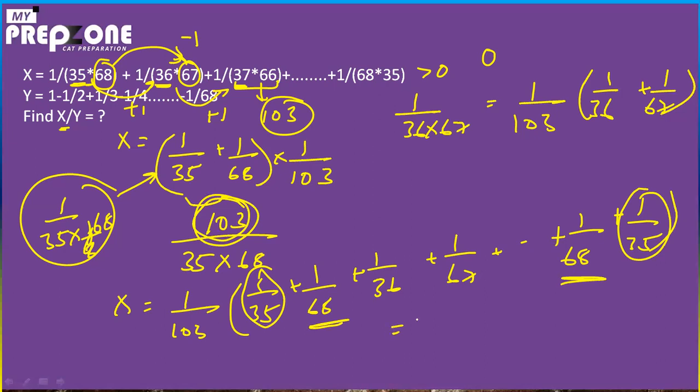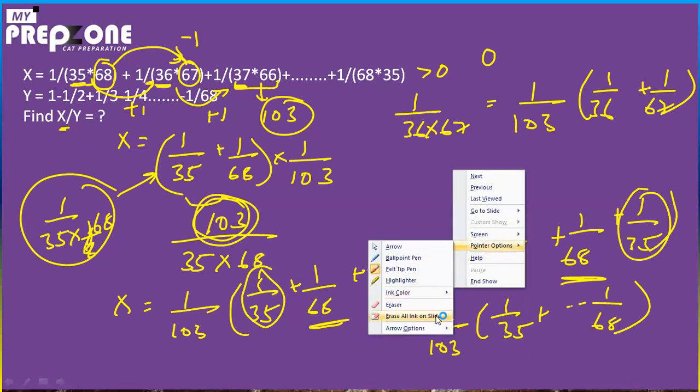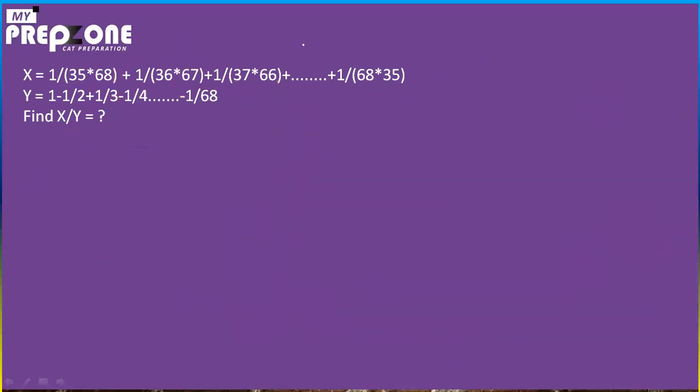So what my x is, now I can take 2 common, right? So it is basically 2 by 103 into 1 by 35 till 1 by 68. This is your value of x. Very good. Now let's try to solve y. So I'm just erasing my slides. Yes, I know that the value of x is 2 by 103 into 1 by 35 till 1 by 68.